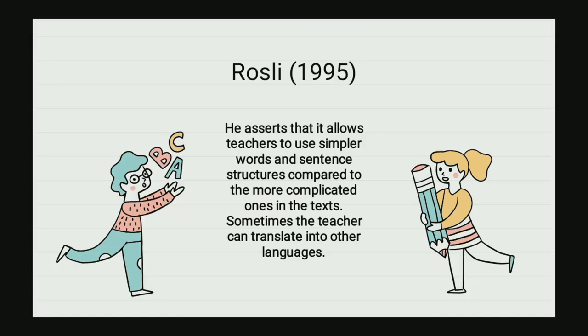Rosley, 1995, asserts that it allows teachers to use simpler words and sentence structures compared to the more complicated ones in the text. Sometimes the teacher can translate into other languages. So, as I have said, the paraphrastic approach is also known as the translation approach because using this approach, the teacher retells the text to students to help them understand by using simple terms, words, or phrases to explain what the story is all about, and discusses what the author says in the text using the students' first language, or L1. This approach is good for students who are beginners in the target language.